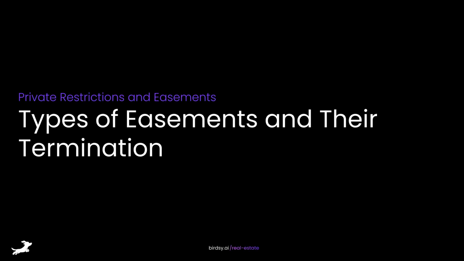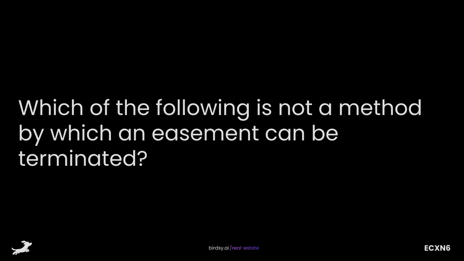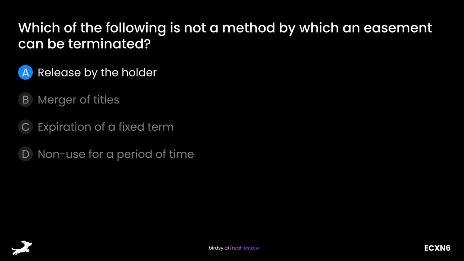Types of easements and their termination. Which of the following is not a method by which an easement can be terminated? Is it A, release by the holder? B, merger of titles? C, expiration of a fixed term? Or D, non-use for a period of time? The answer is D, non-use for a period of time.